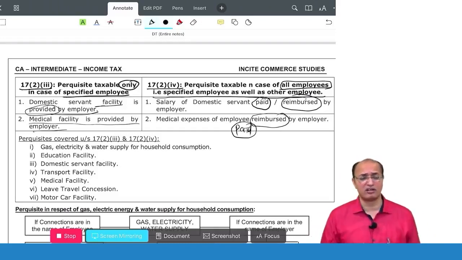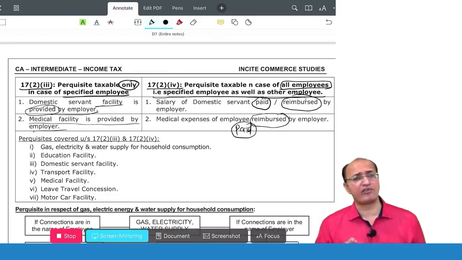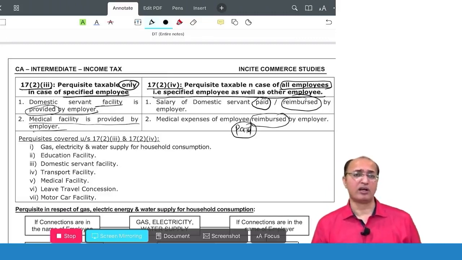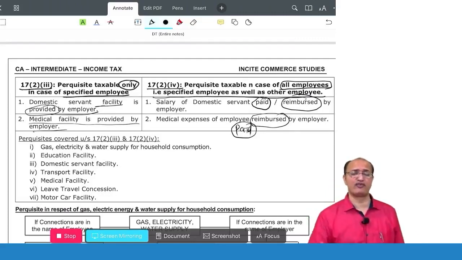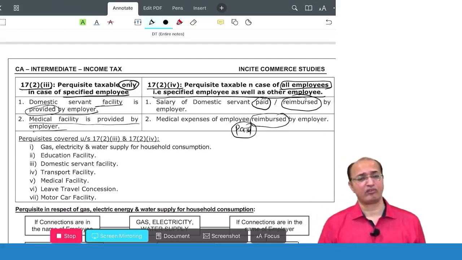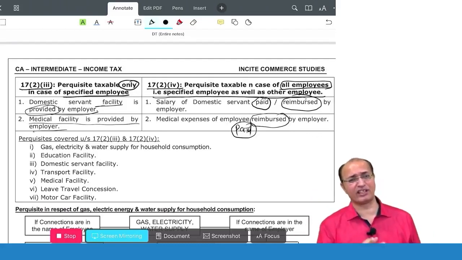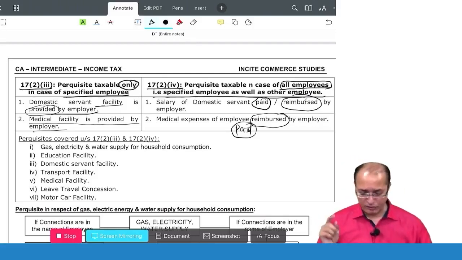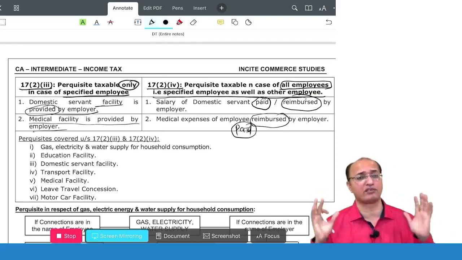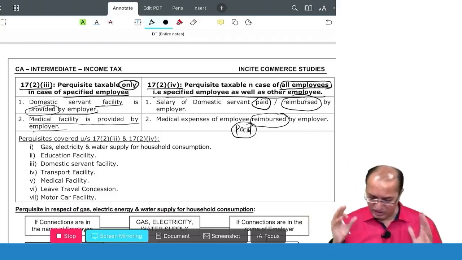Who would receive the bill? Definitely the employer would receive the bill. Who would pay the bill? Definitely the employer would pay the bill. But who is enjoying this facility of free electricity? The employee is enjoying this facility. In that case, we say that it is covered by section 17 subsection 2 clause 3. It will become taxable only in case of specified employee because it is in the nature of a non-monetary benefit. Have you understood this clearly?